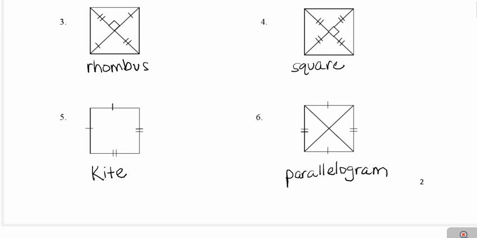Now, these last two, number 5 is a kite because we have two disjoint pairs of consecutive sides congruent. And number 6, we just have that both pairs of opposite sides are congruent, and that's one of the ways to prove a parallelogram.